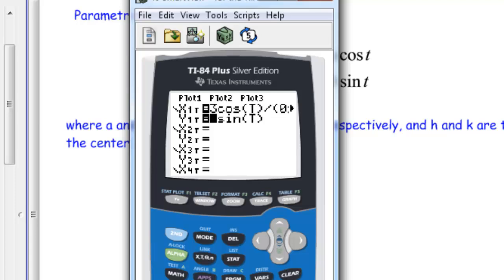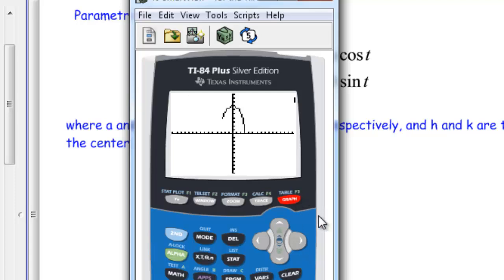So again, if I look at my graph, I only get half the graph because I'm only using t values between 0 and 180 degrees.